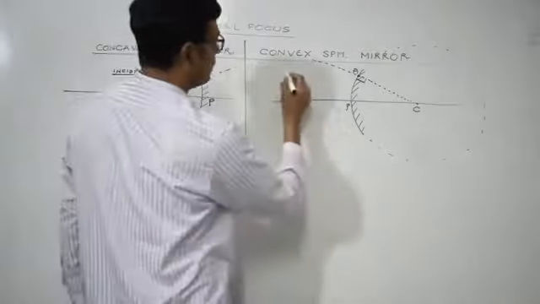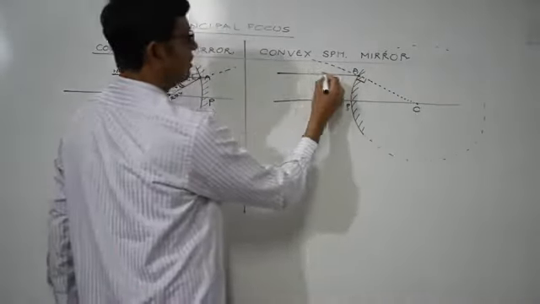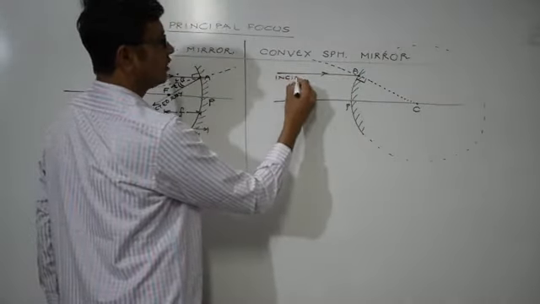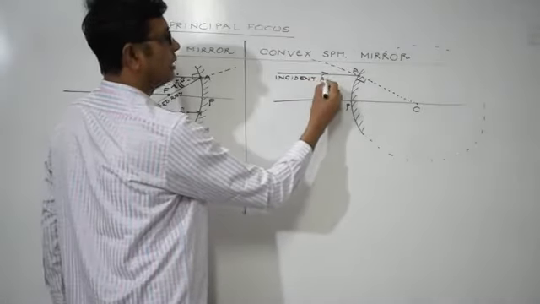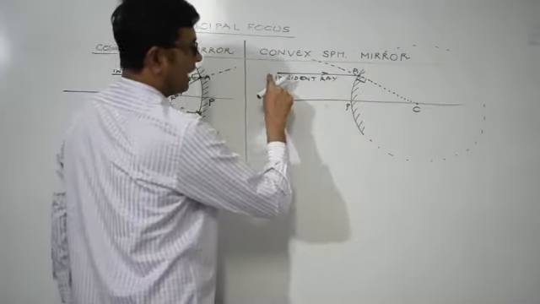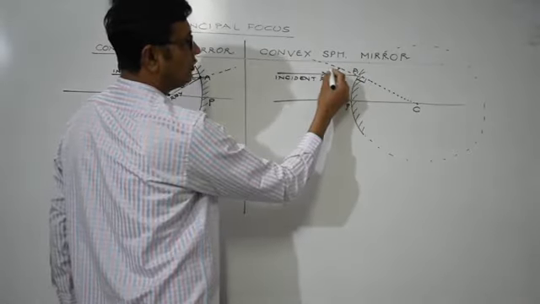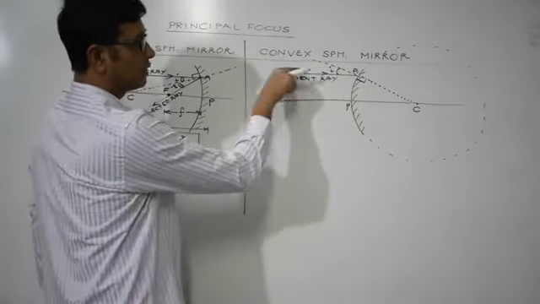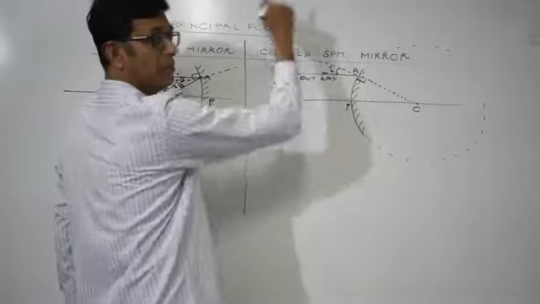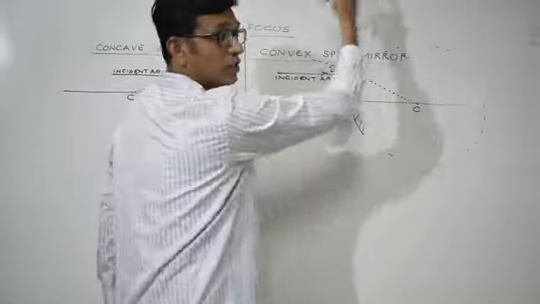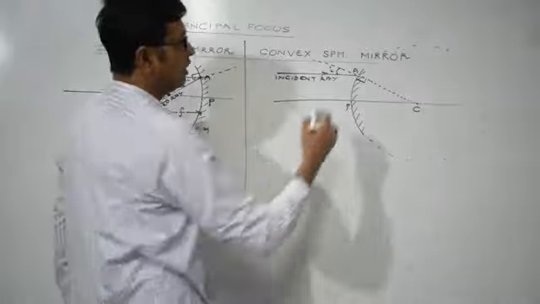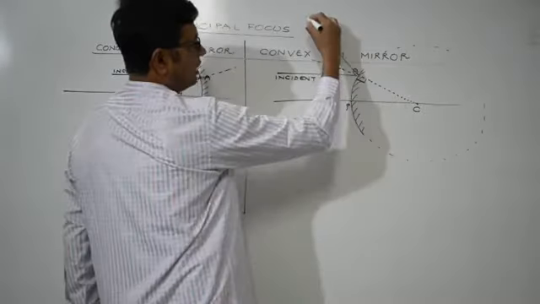Now this is the incident ray, which is parallel to the principal axis. The angle which the incident ray makes to the normal is known as the angle of incidence. This will be the angle of incidence. It is coming from this particular medium, so it will bounce back into the same medium on the other side of the normal, obeying the laws of reflection. So it will reflect back into the same medium like this.